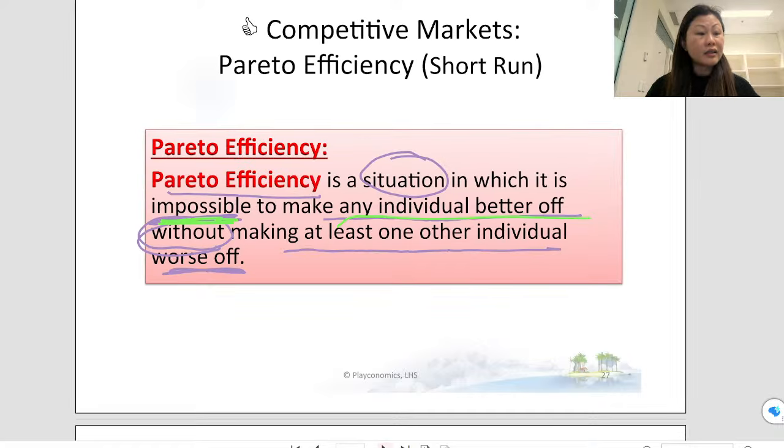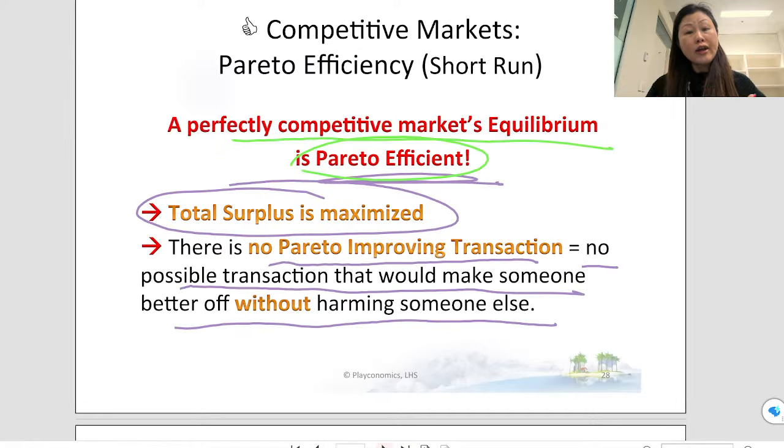We also mentioned Pareto efficiency last week, and we say that Pareto efficiency is a situation where it is impossible to make any one person better off without making at least one person worse off, and that is the definition of Pareto efficiency.